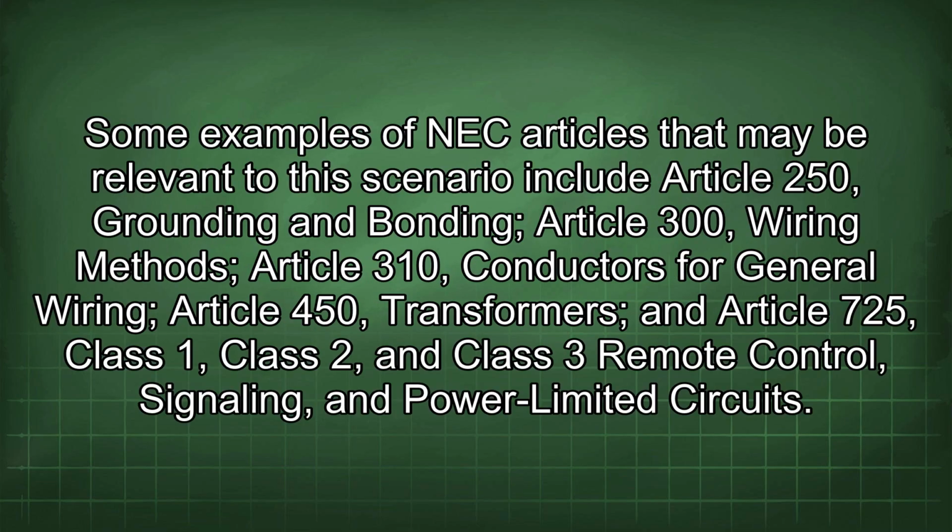Some examples of NEC articles that may be relevant to this scenario include Article 250, Grounding and Bonding, Article 300, Wiring Methods, Article 310, Conductors for General Wiring, Article 450, Transformers, and Article 725, Class 1, Class 2, and Class 3 Remote Control, Signaling, and Power Limited Circuits.